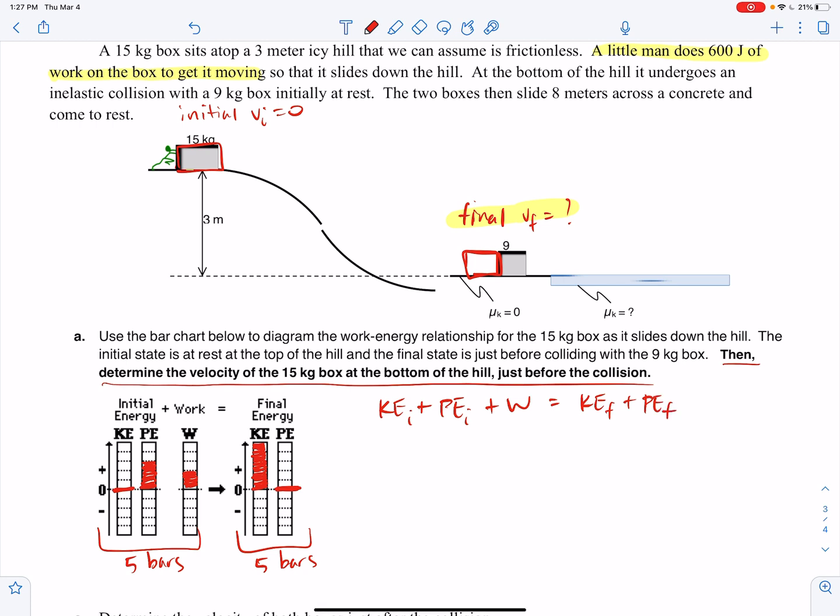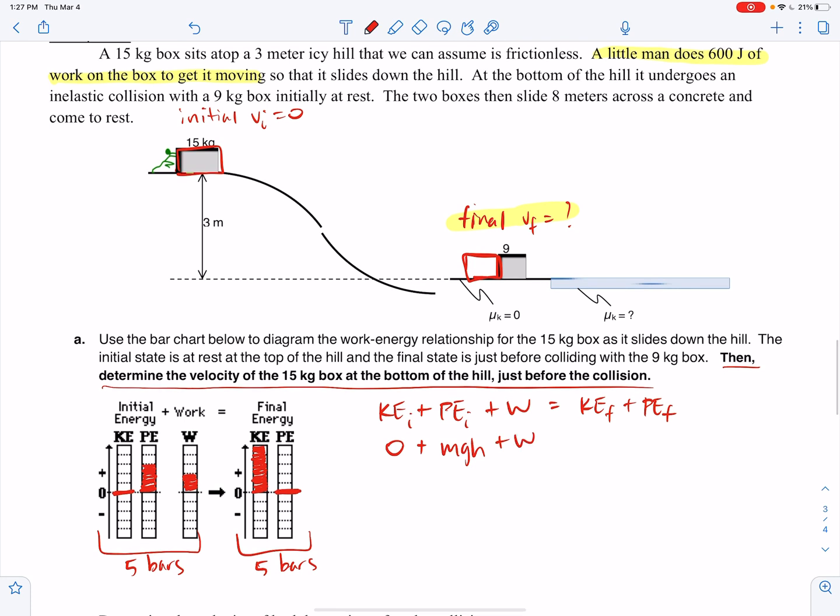Well, initially the kinetic energy is 0. The potential energy is going to be made up of mgh, and then the work from the little man will be equal to the kinetic energy in the final state, that's 1/2 mv squared, plus the potential energy in the final state, which is down at the bottom of the hill, is nothing, okay? So I can go ahead and plug in my numbers.